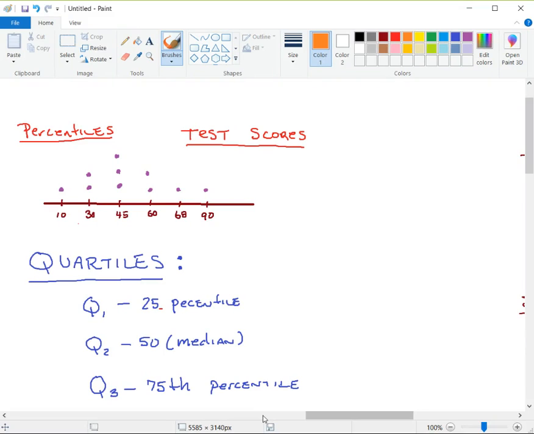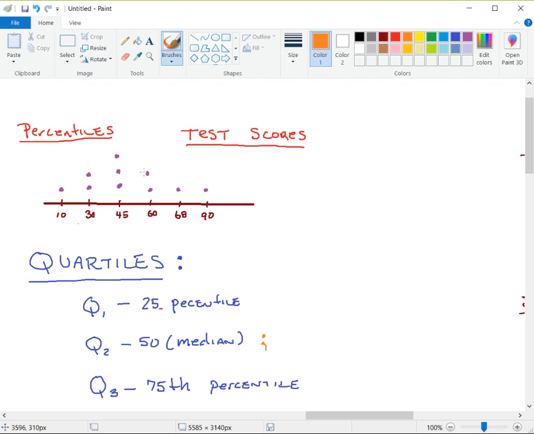Okay, back again, talking about measures of position. We were talking about quartiles. And as I described, Q1 was the 25th percentile, Q2 was the 50th, and also the median, and Q3 was the 75th percentile. So to figure these out, the first thing we want to do is calculate the median.